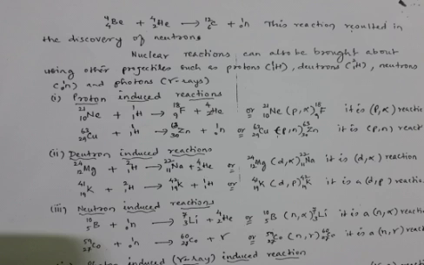So this reaction can be represented as copper as the targeted nuclei, gamma rays as the projectile, and neutrons are emitted. So it is called the gamma comma N reaction.